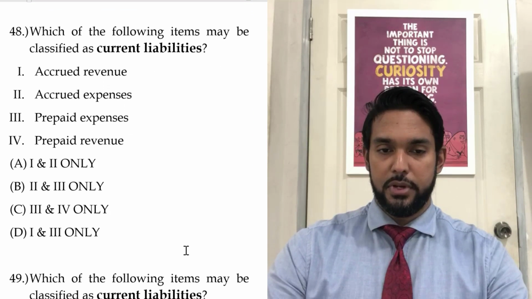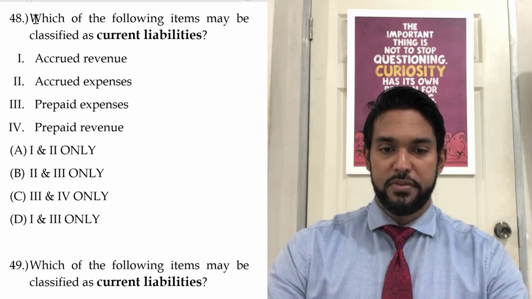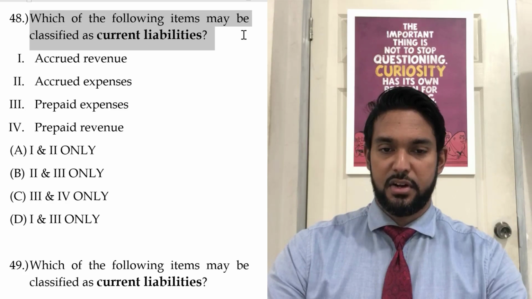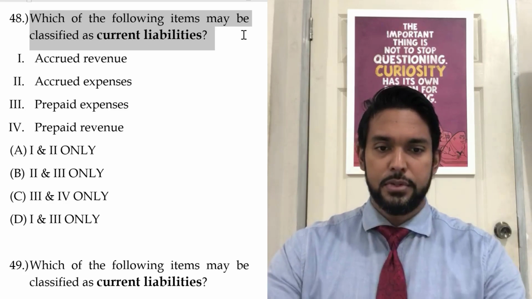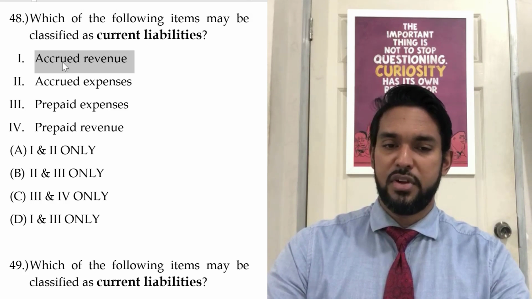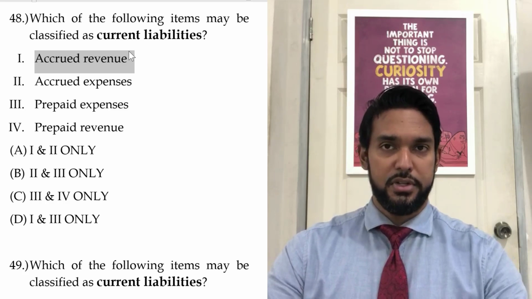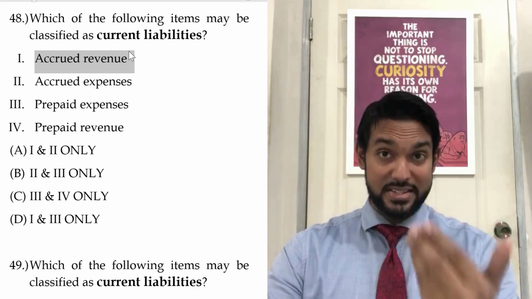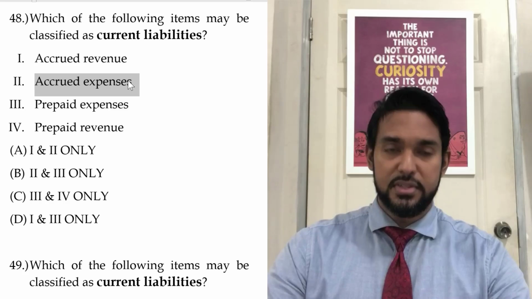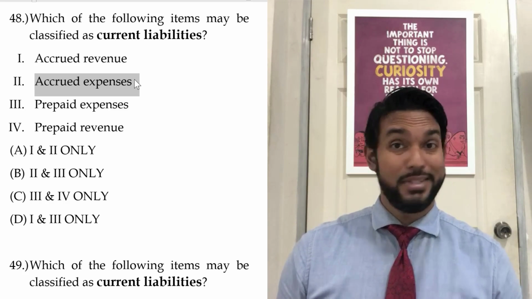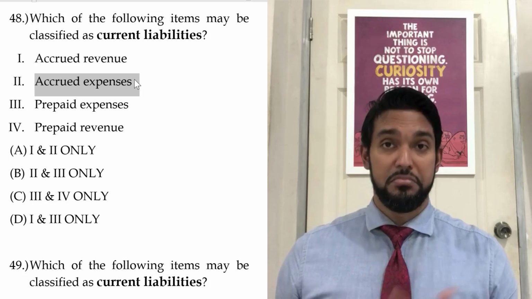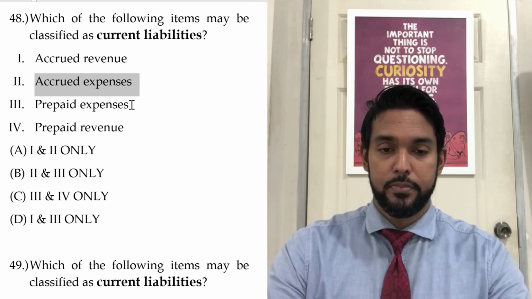Okay, let's check on number 48. Which of the following items may be classified as current liabilities? We seem to be in a bit of a current liabilities theme here. Accrued revenue, no, that's revenue you have earned but not yet collected, so that is an asset to you. Accrued expenses, yes, those are expenses incurred which you were supposed to pay but have not yet paid. Therefore, you're owing it, so it's a liability.